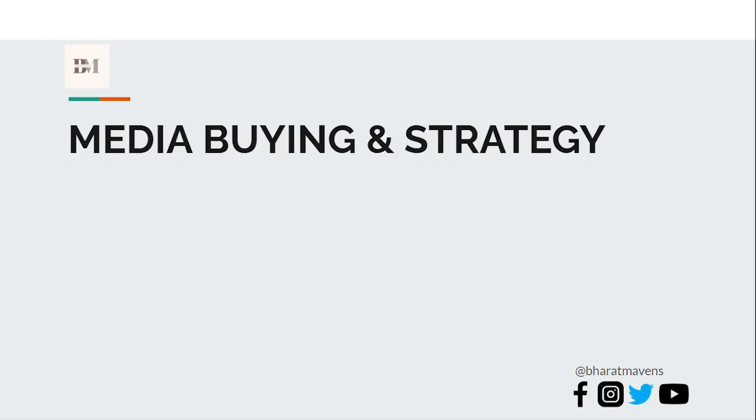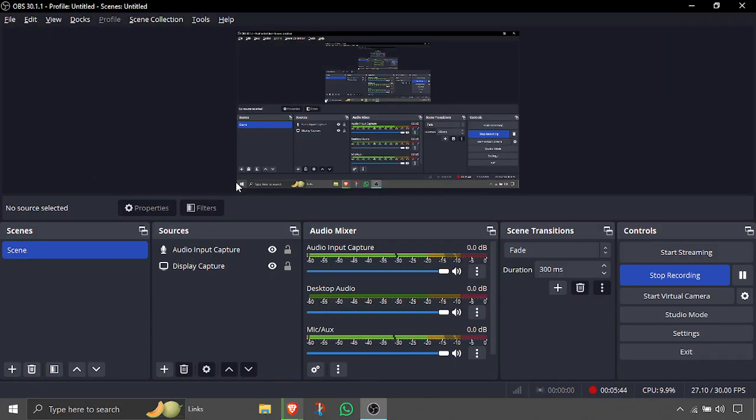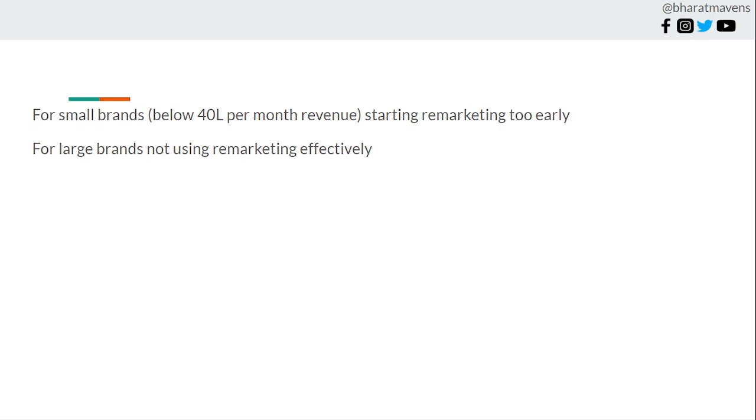Next, media buying and strategy, some mistakes. For small brands, we are seeing more and more of them remarketing, which should not be the case. Whenever you are a small brand, you should be acquiring new customers. Remarketing should be your least priority. Whereas for large brands, above 60, 70 lakh revenue, remarketing should be a priority. It should not be a top priority. Still, your top priority is to acquire new customers.